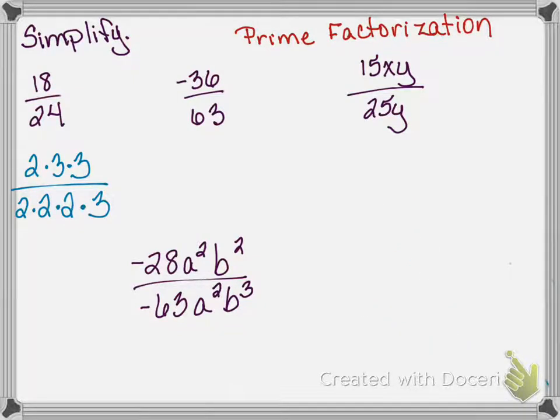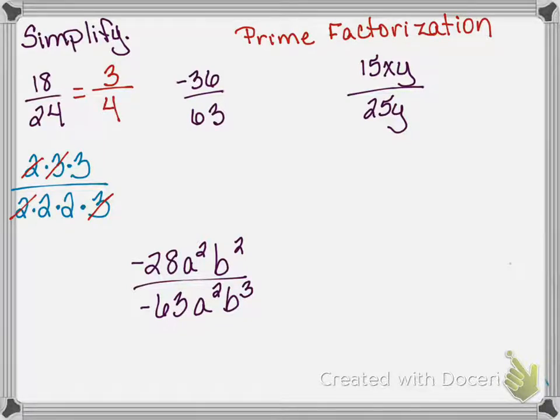Then what we are going to do is cancel out anything that's on the top and the bottom. What number do I have on the top and the bottom? 2 and 3. So I'm going to factor it out. I've got a set of 2's and a set of 3's. Then I'm left with 3 over 2 times 2.